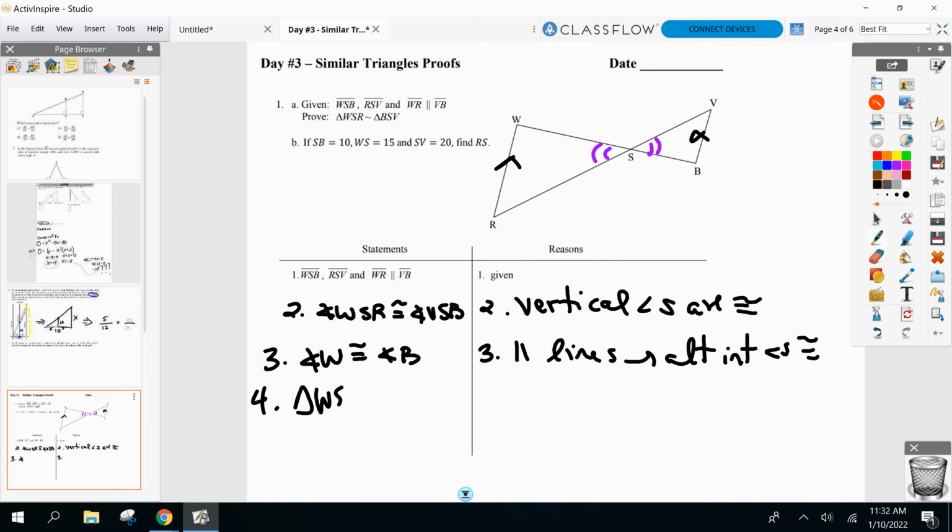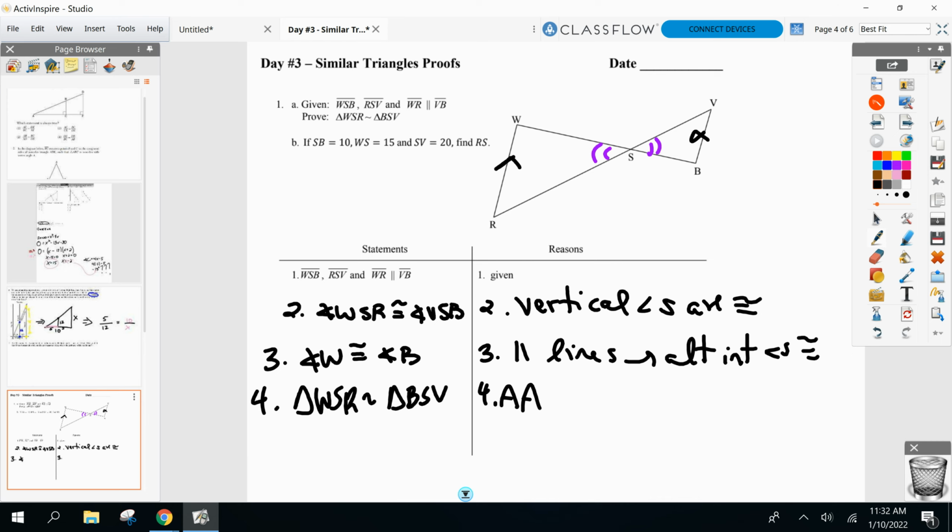Triangle WSR similar to BSV, by angle, angle. I wish it was that easy. Well, you have to find the angles first. Check your statement. Do you have similar or congruent? Make sure we got similar, not congruent.